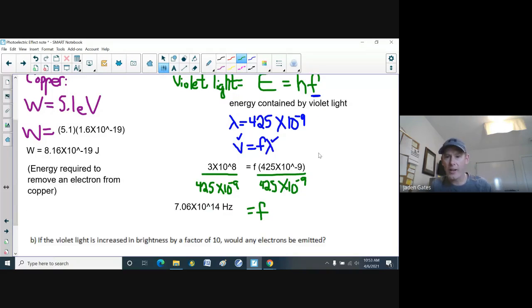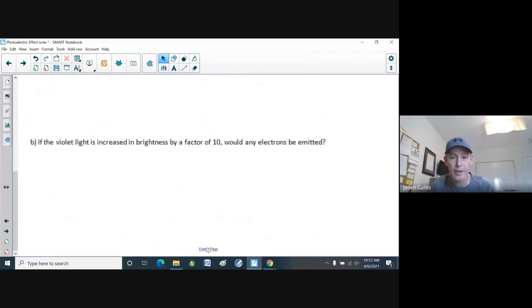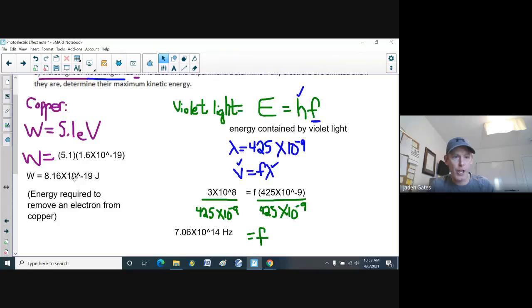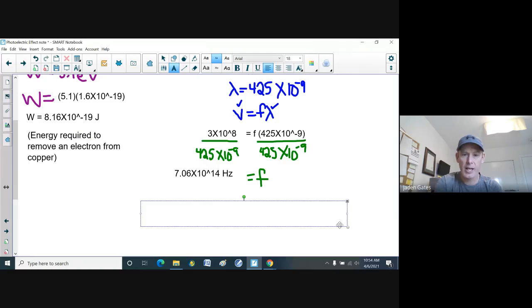All right, so now I can find the energy supplied by that violet light and see if it's enough. That's what I'm trying to do here. This is how much energy I need, this 8.16 times 10 to the -19 joules. That's how much energy I need to remove an electron. And now I'm going to see how much energy I actually have because I know f of this violet light. So here we go. E, the energy contained by this violet light, is equal to, well, I got to do Planck's constant first, which is 6.63 times 10 to the power of -34.